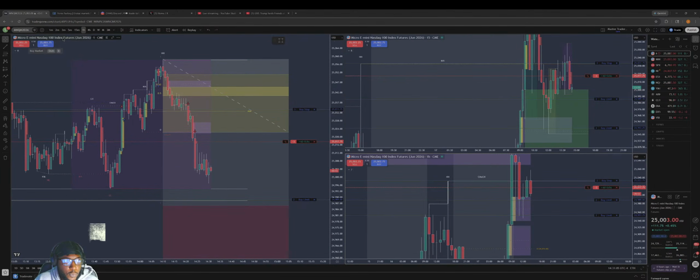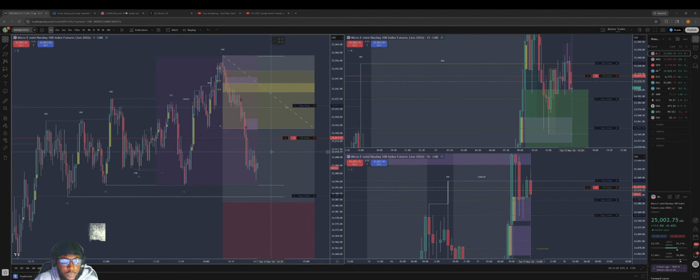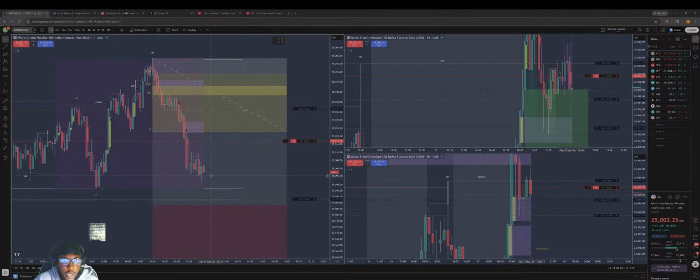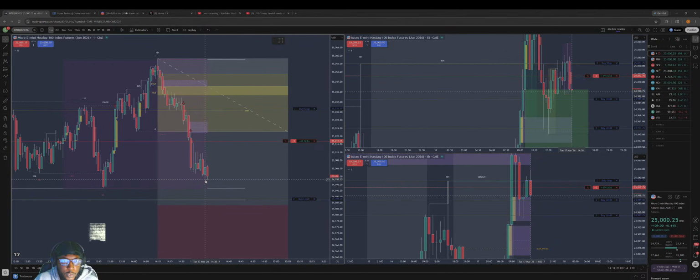So again, this is the 1 minute time frame right here. Like I said, we want to see price continue to stay heavy right along in here. We want price to come take us out at first TP.